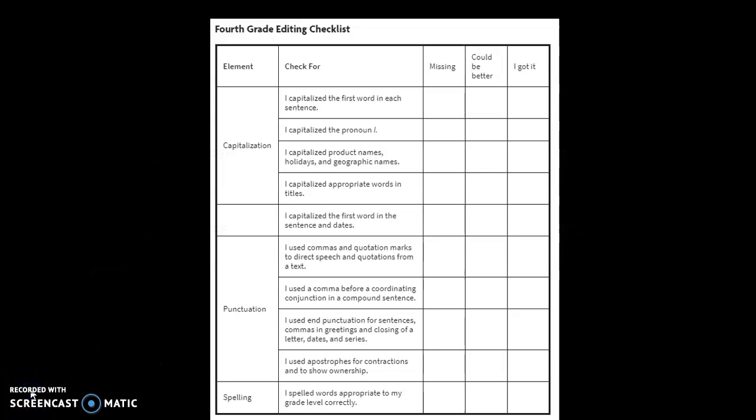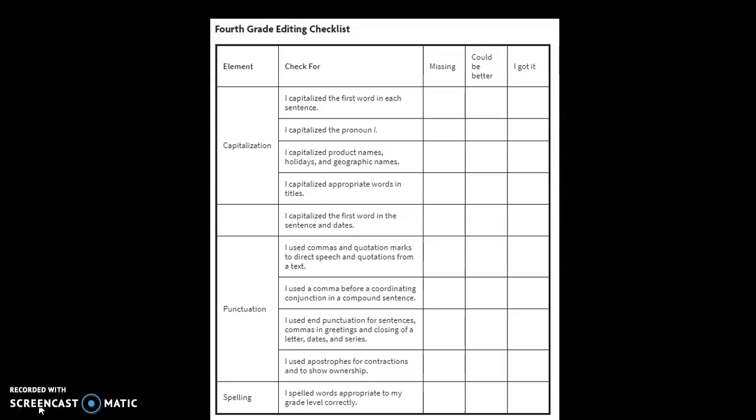This is an editing checklist. It is like the description checklist, but it has the types of errors we would expect fourth graders to be able to fix. I'm going to read through my draft for each of these errors. Once I have checked for these errors and fixed them, I can put a check on my checklist.